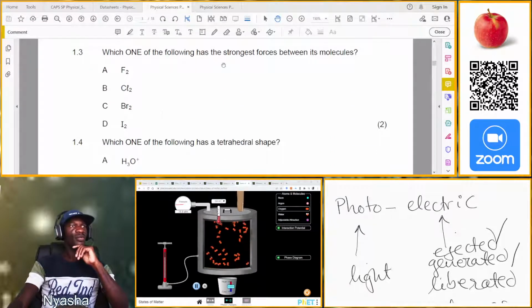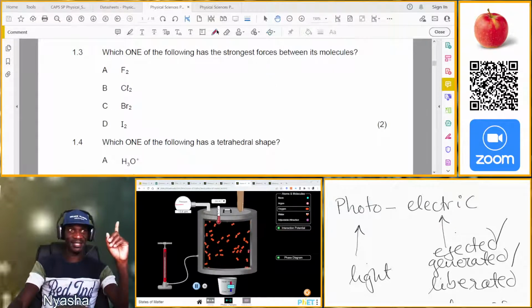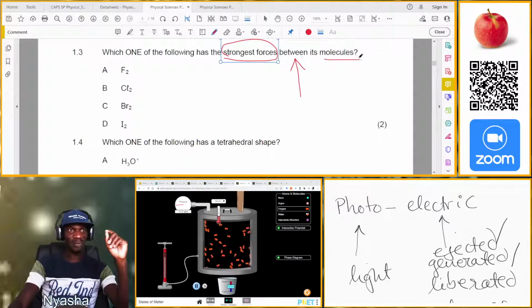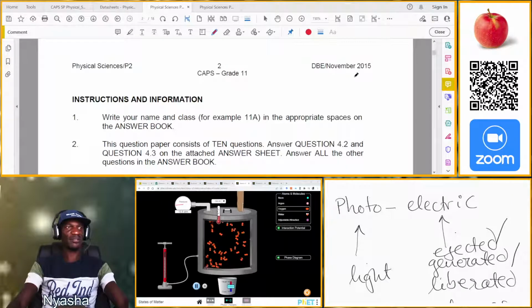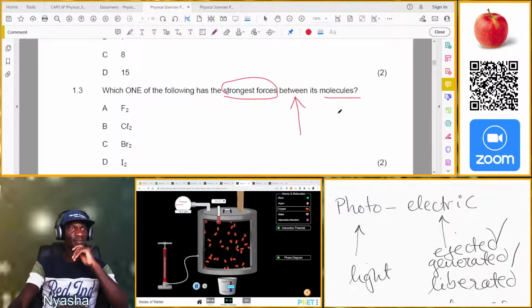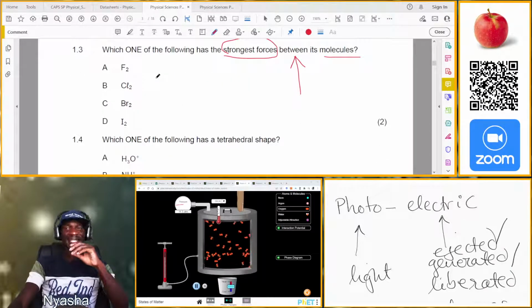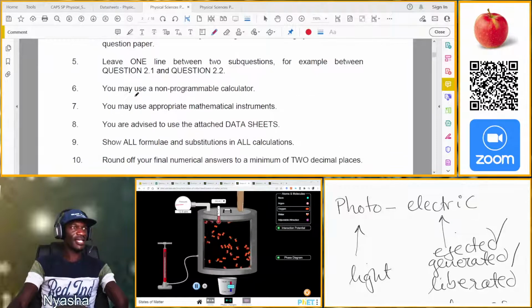Then, which one of the following is the strongest forces between its molecules? Intermolecular forces. They said strongest forces between its molecules. Strongest forces between its molecules. So you're already looking at intermolecular forces. So then criteria are what you then use to identify this.